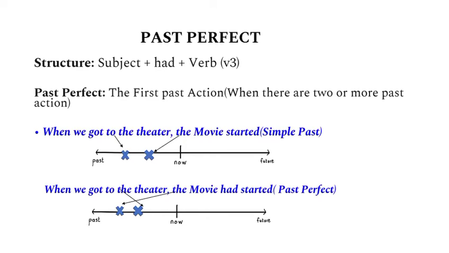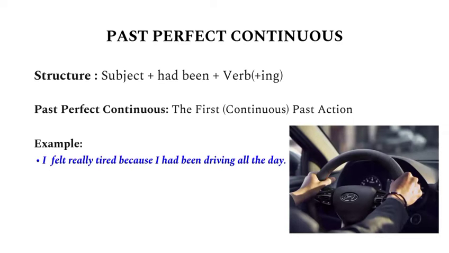Then what about this sentence? When we got to the theater, the movie had started. That means the movie had started first, before we got to the theater. This is the past perfect tense. We make it with subject plus had plus verb in the V3 form. When we have two actions in the past, we use past perfect tense to show which action happened first. Let's turn to our next tense, past perfect continuous.